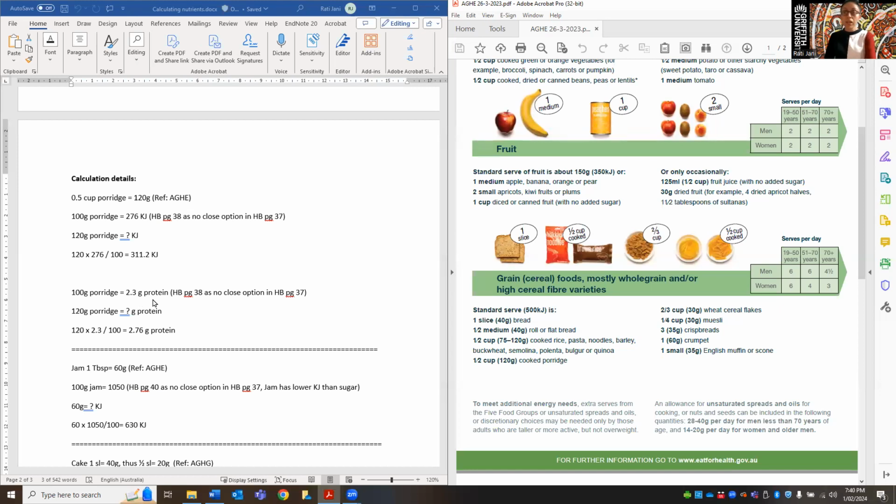Where did I get this from? The exhaustive list per 100 grams in the handbook. Page 38 for the 7th edition. So how much is 120 grams of porridge? Cross multiply. It is 2.76 grams of protein.